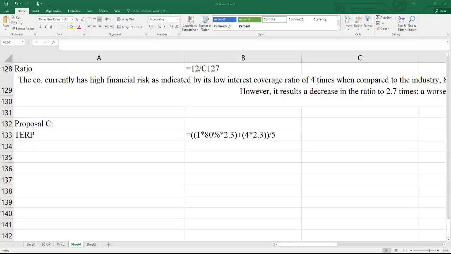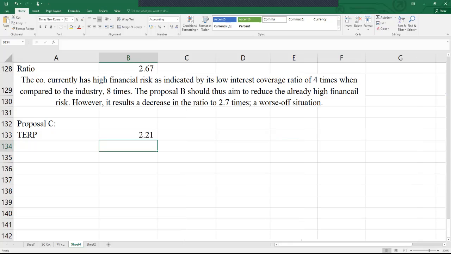Okay, the first part you were meant to get is the theoretical price. Then the amount of finance that will be raised under the proposal, the amount of capital you'll be raising, will be equal to the number of shares you'll be issuing times the issue price, which is 80% of 2.3. That's the amount you get from every share you issue.